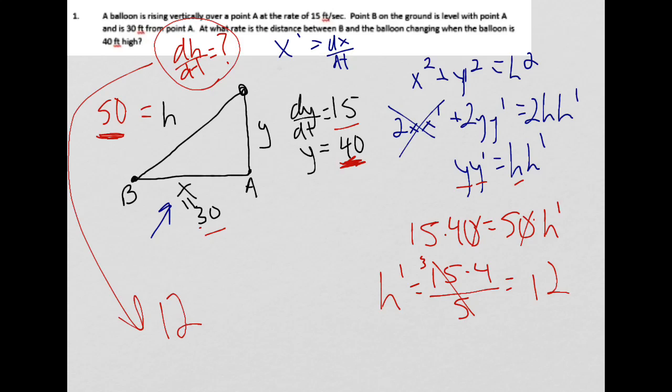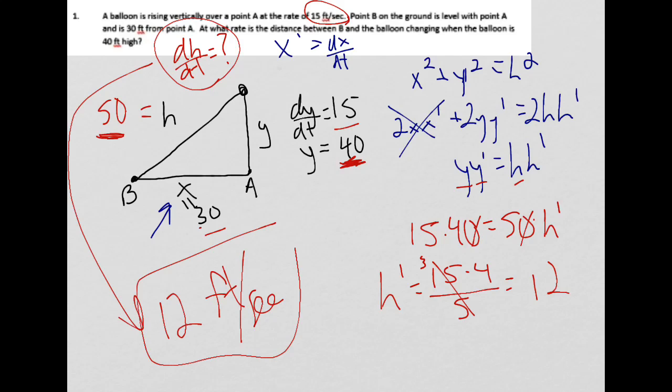And then I should include units with all of my related rates problems. I know that it's rising at 15 feet per second. So I know that the units for this, since it's also a length, should be feet per second. That's my answer.